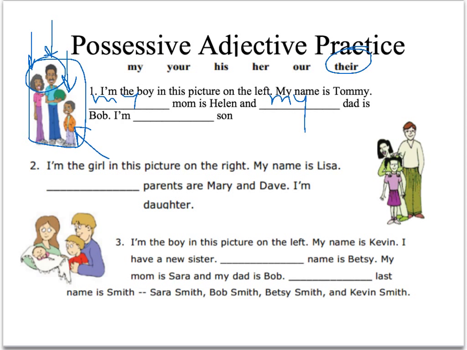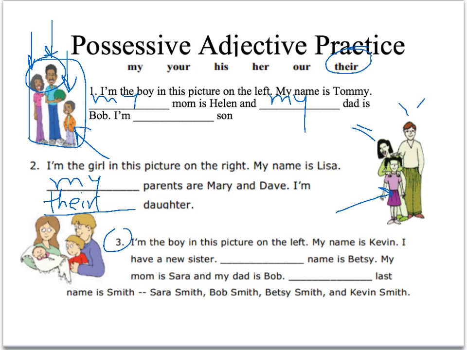In number 2, I'm the girl in this picture on the right. So it's this girl here. My name is Lisa. Blank parents are Mary and Dave. So this must be Mary and Dave. And since they are her parents, she would say, my parents are Mary and Dave. There's a blank missing here. I'm blank daughter. So because this is the father and the mother, and this is the daughter of the father and the mother, then you would say, I'm their daughter.